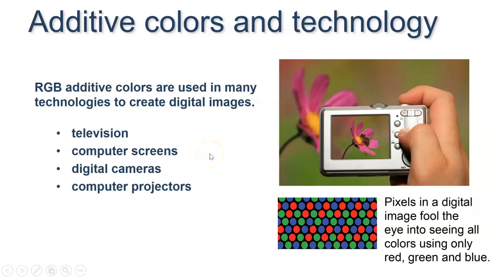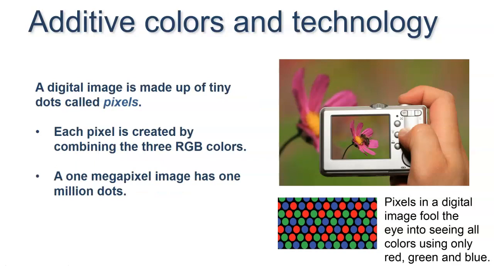So additive colors are used in technologies to create lots of digital images, your computer screens, digital cameras, computer projectors. That's why if you get really, really close up to your screen right now, you can kind of see little pixels that are only using red, green, and blue. And your brain actually just interprets it for you. So 1 megapixel on an image is 1 million little dots. So whenever you hear megapixel, I believe your cameras will tell you that, and your phones. But that's what it's talking about, how many dots. So the more dots you have, the more your brain is tricked, the more the image seems lifelike.